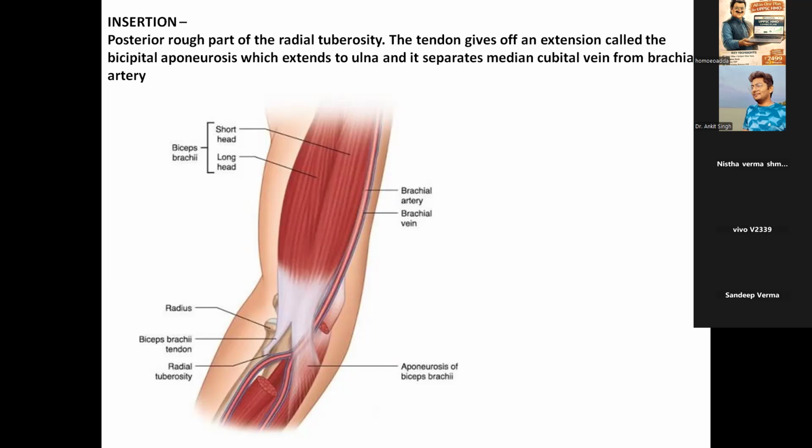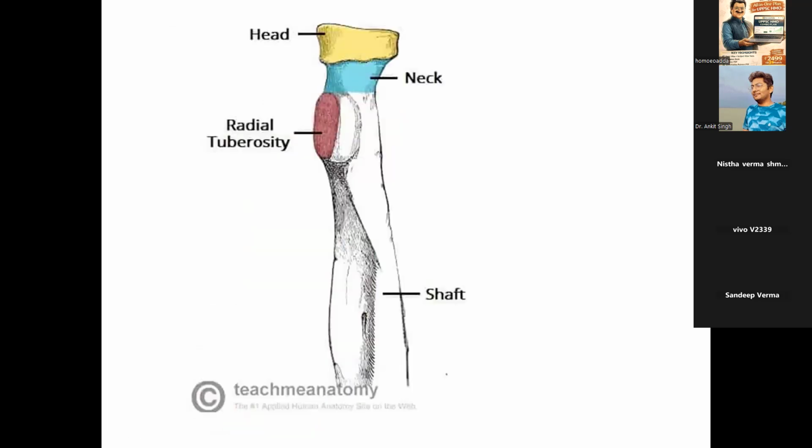So we are learning currently regarding biceps brachii muscle. We are learning the origin that is in the form of short head and the long head. We are currently learning the insertion that is mainly at the radial tuberosity. But a small portion forms a bicipital aponeurosis. The importance of this bicipital aponeurosis is that it separates the brachial artery from the median cubital vein.